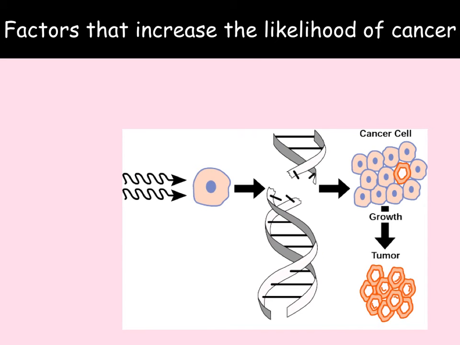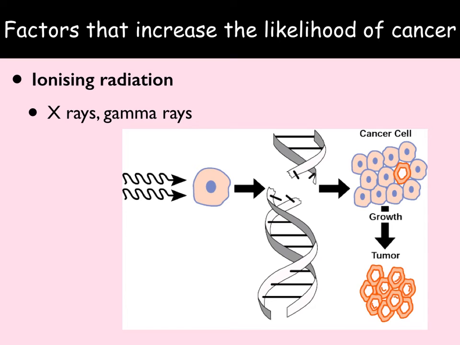Okay, let's have a look at the factors that increase the likelihood of cancer. You've got ionizing radiation, for example, X-rays, gamma rays, and UV light. These cause the formation of damaging ions inside the cells that can break DNA strands, and then ultraviolet light can actually damage the genes, and this is going to result in cancer cells.